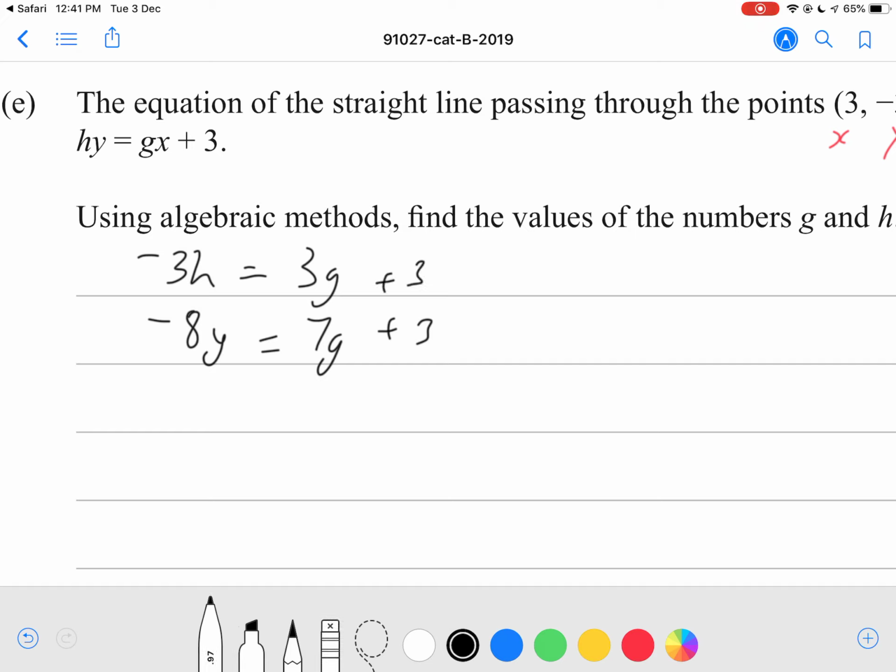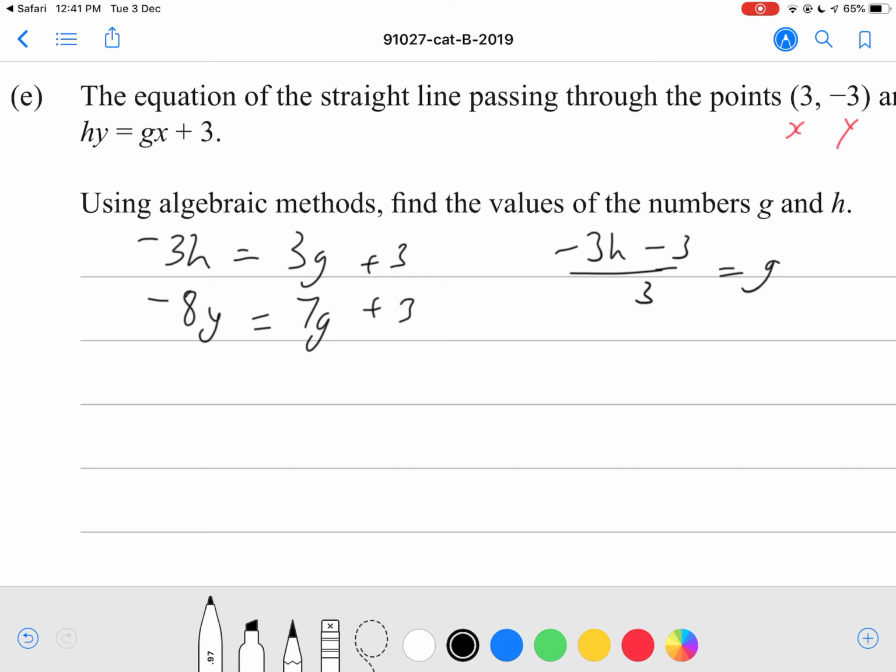We have simultaneous equations here, so we want to make one in terms of the other. For example, here we have negative 3h minus 3, move the 3 to the other side, divided by 3 is equal to g. So therefore, we can say negative h minus 1 is equal to g. So we can replace g in this equation, so we can find our h value, okay?